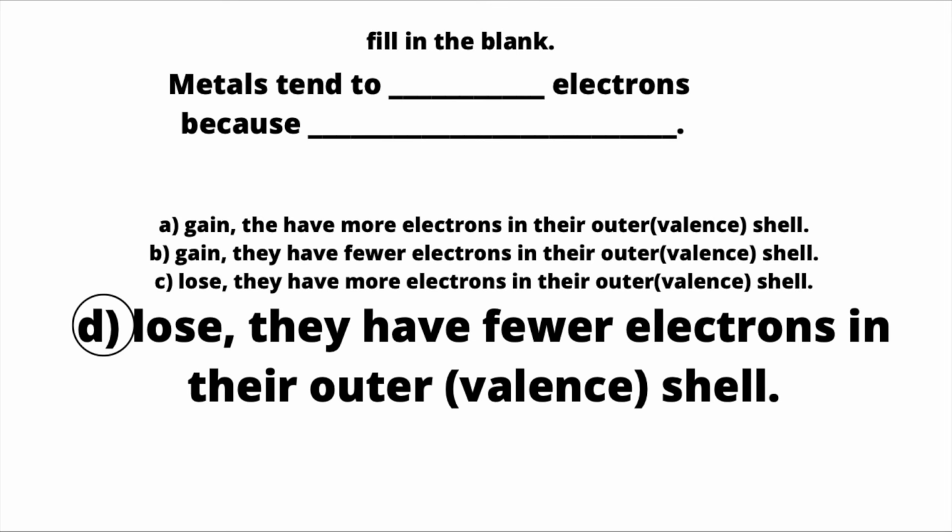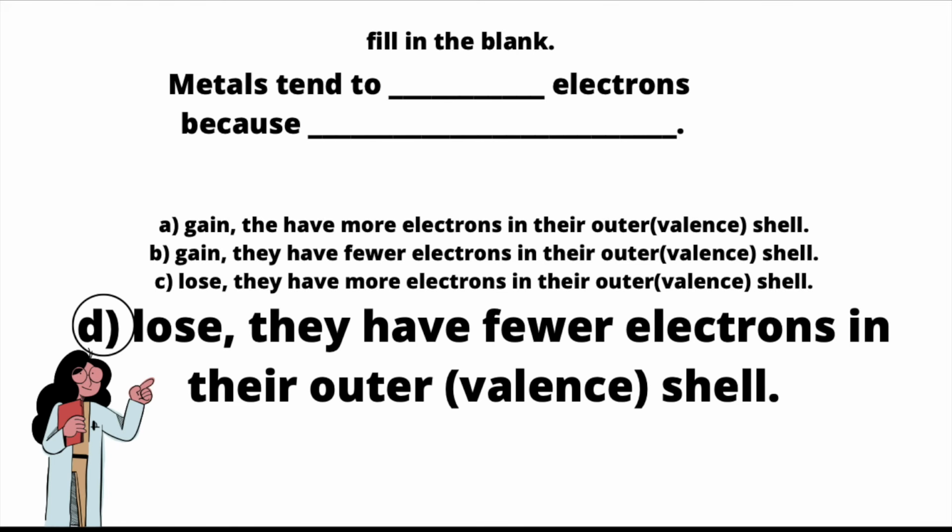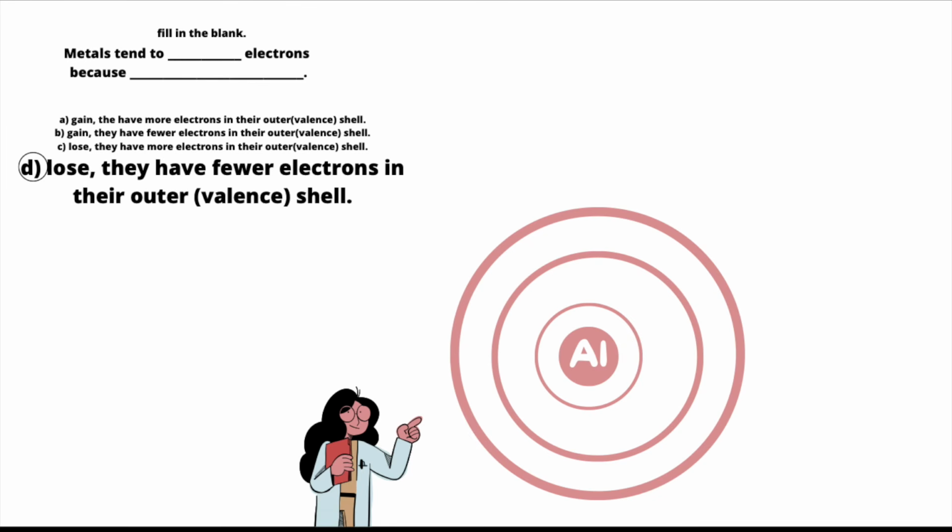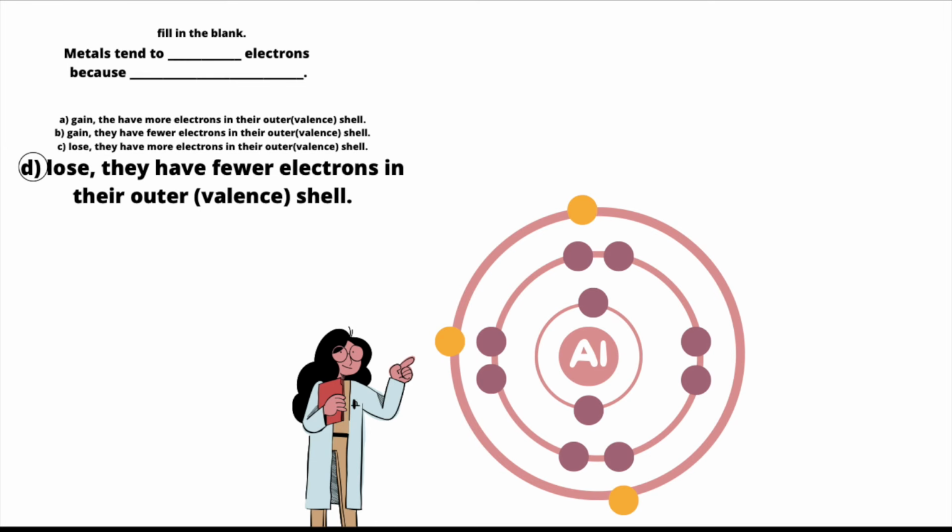Our answer here is D. So if we fit this answer into the blanks of the sentence, it would read, metals tend to lose electrons because they have fewer electrons in their outer valence shell. So here we have an example of aluminum as our metal. This aluminum has 3 valence electrons. It is easier for metals to lose their electrons when forming bonds because they have a few amount of them.